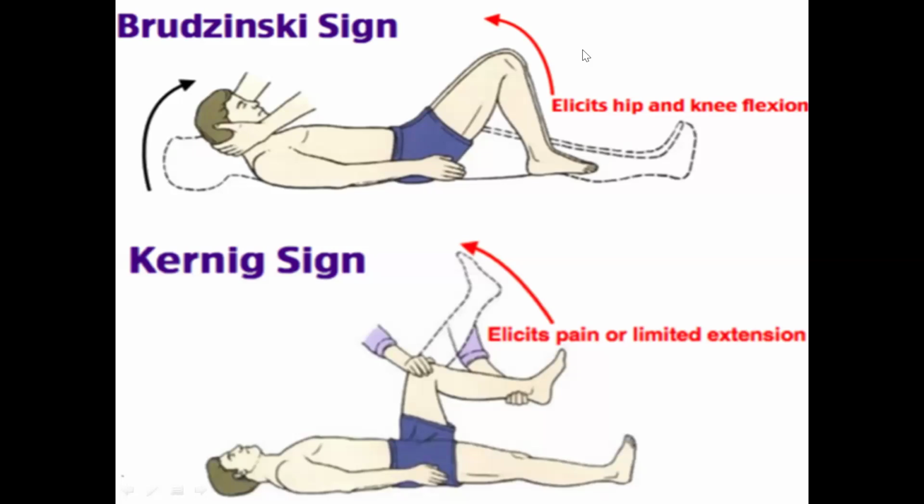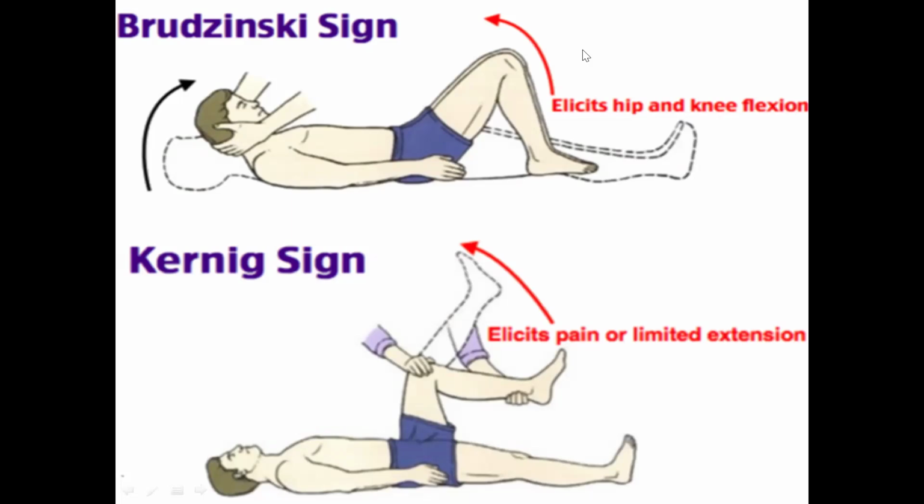The patient will not be able to extend that leg. That extension will not be achieved. So that shows that this patient is what? Positive to Kernig sign. It is a sign that this patient is having meningitis. You know, you are carrying out this check and you have not done any lab investigation yet.